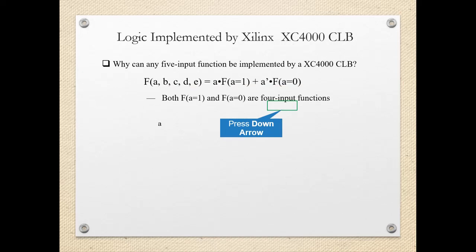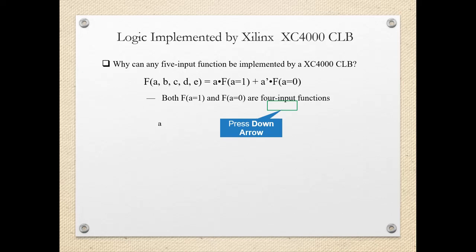So in this XC4000 series, we will see how the logic is implemented. Why can any 5 input function be implemented by an XC4000 CLB? 4 variables we can directly implement as it is, that we have already seen. Now if we want to implement a 5 variable function, how will it be done? We have the variables A, B, C, D, E, and we can apply any 4 variables to one lookup table. For example, suppose I would like to apply B, C, D, E.